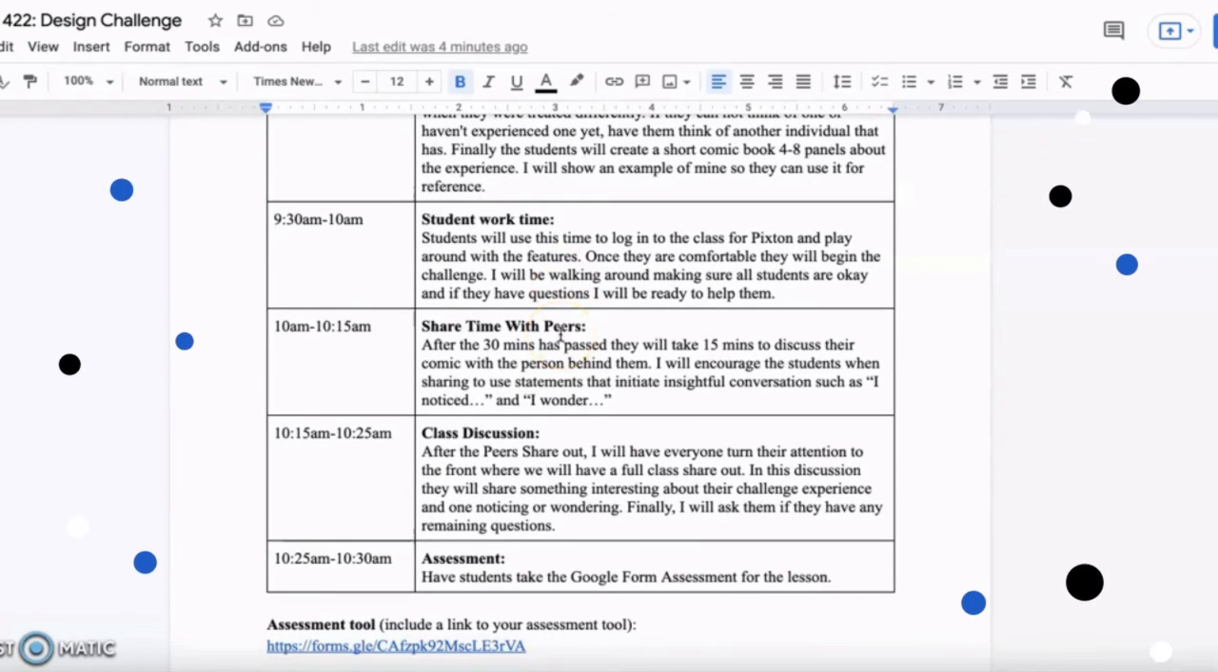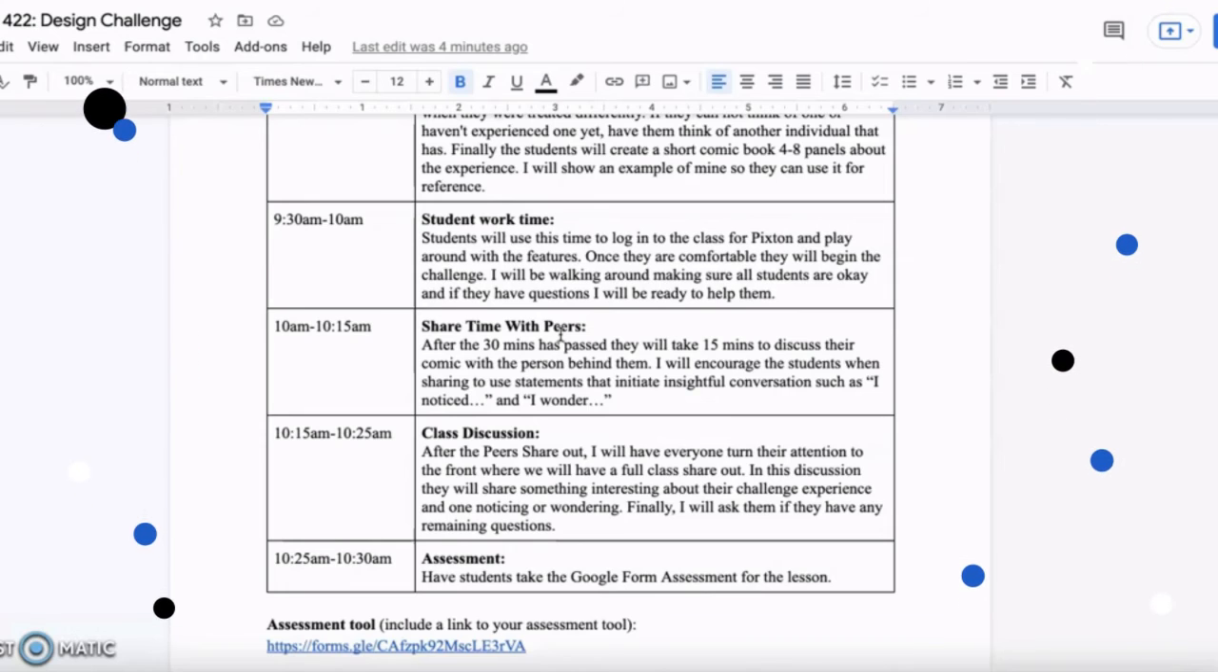Then after all that is done, if they cannot get to a complete 8 panels, that is perfectly fine, just enough to get them started, because this can be something they finish at home for homework. For 15 minutes, there's share time with peers, and after their 30 minutes have passed, they can take 15 minutes to discuss with the person behind them. It will encourage students to share, to use the statements that initiate insightful conversations, such as I noticed or I wonder.